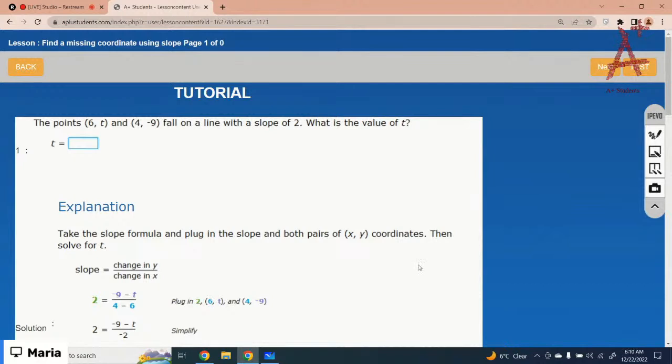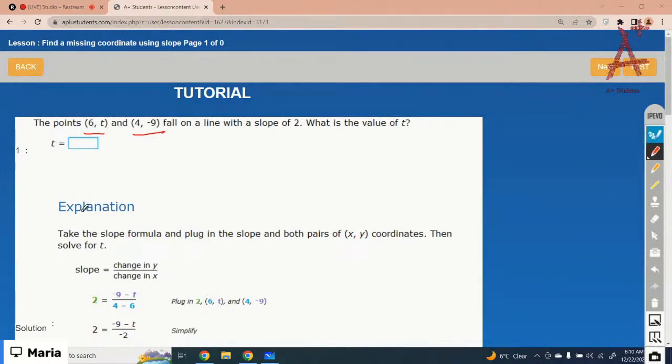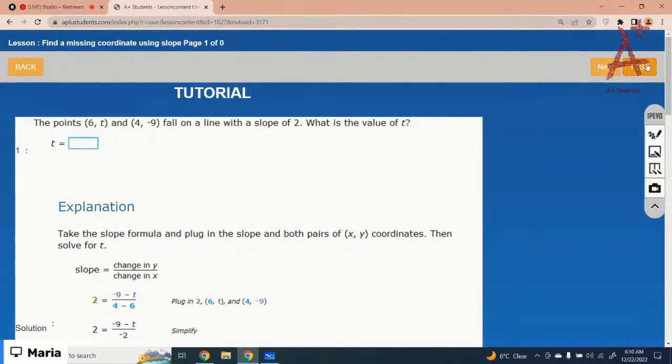Got it? So the point is 6 and t, and the second one is 4 and negative 9. You have the slope 2. You can use the formula for the slope, that is slope equals change in y divided by change in x. Just put in all the values and then solve the equation for t. Got it? Let's start with the practice question.